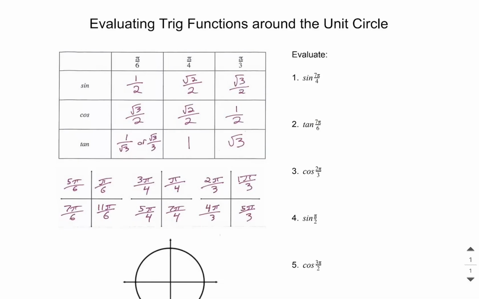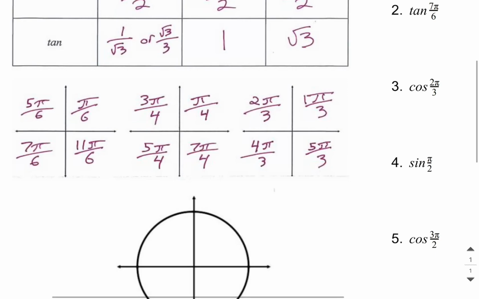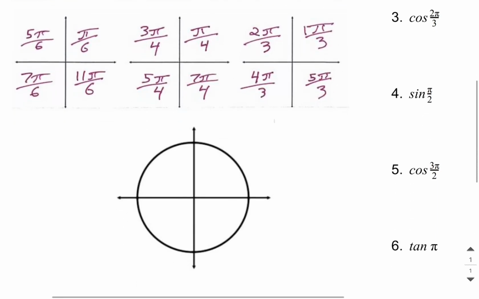All right, so after you have created those tables, the sine, cosine, tangent table, and also the charts that show your angles, there's only one other thing that I really need you to know in order to be able to go around the unit circle and not have to memorize that whole thing. And that's the acronym All Students Take Classes.